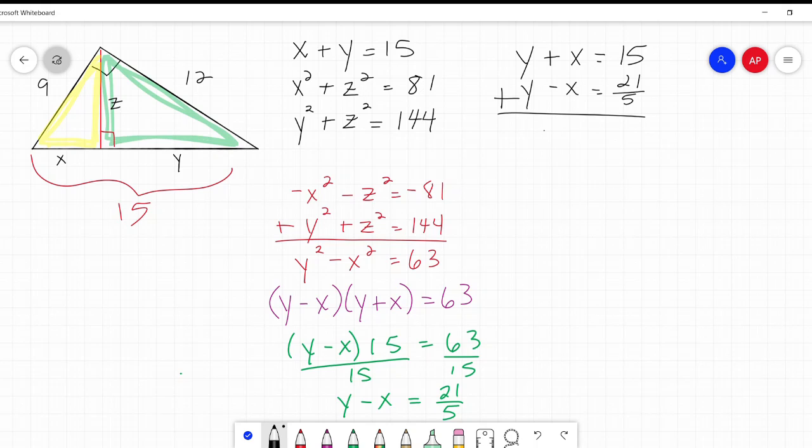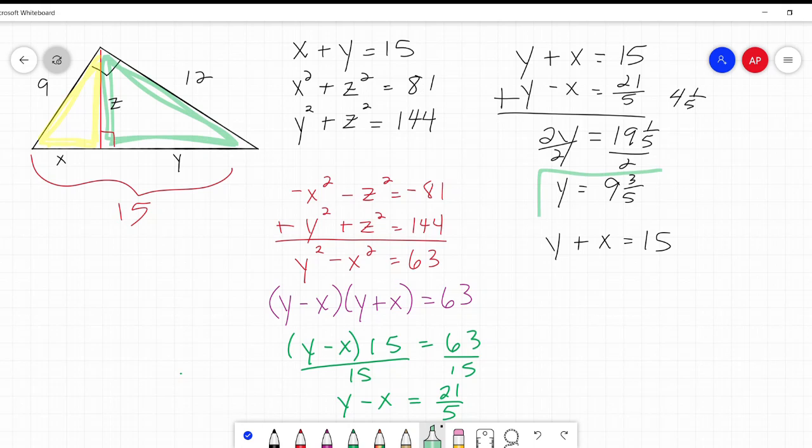Add those together and I get 2y equals 21/5, which is the same as 4 1/5. So I get 19 1/5. 2 times y equals 19 1/5. Okay, so now I need to divide both sides by 2. And I get that y equals 9 3/5. Okay, well now I can solve for x because I know y plus x equals 15.